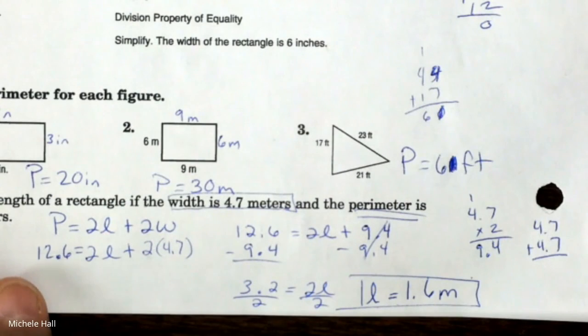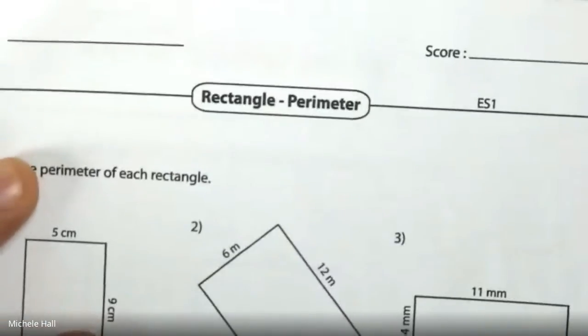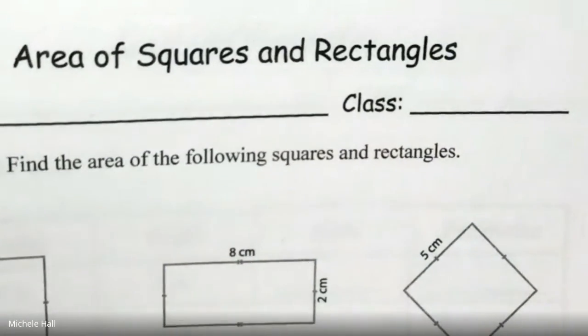You won't have any word problems like that today. We're just going to get used to area and perimeter. You've got 2 papers. It says rectangle perimeter, and then the second one says area of squares and rectangles.